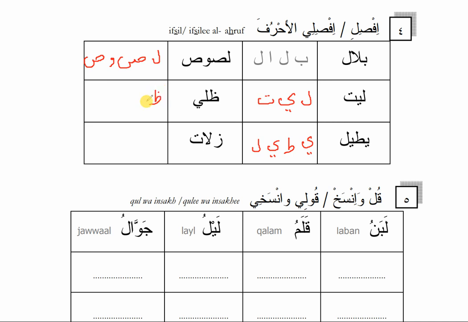Wa, lam, and ya. There are 3 letters. Zai, lam, yes, and there is one more, alif and ta. So there are 4 letters.